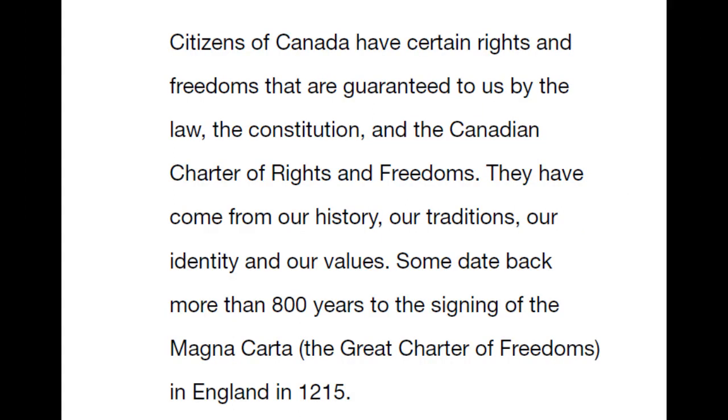Citizens of Canada have certain rights and freedoms that are guaranteed to us by the law, the Constitution, and the Canadian Charter of Rights and Freedoms. They have come from our history, our traditions, our identity, and our values. Some date back more than 800 years to the signing of the Magna Carta, the Great Charter of Freedoms, in England in 1215.